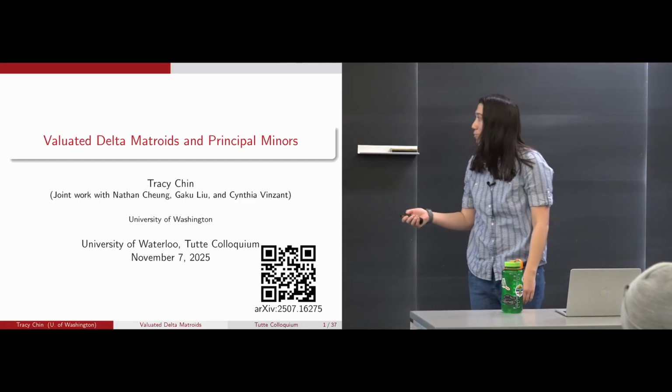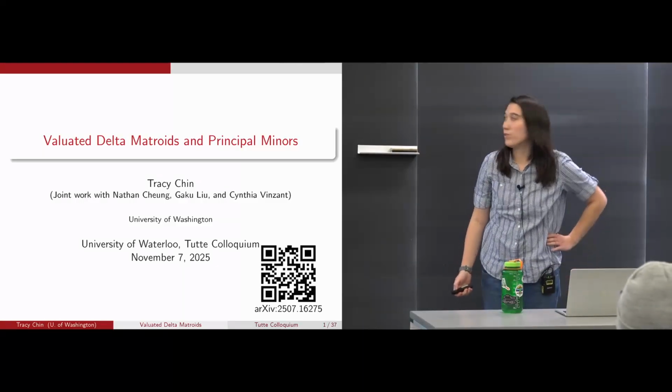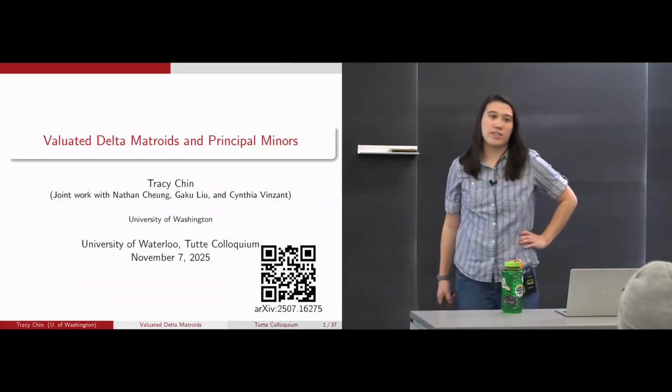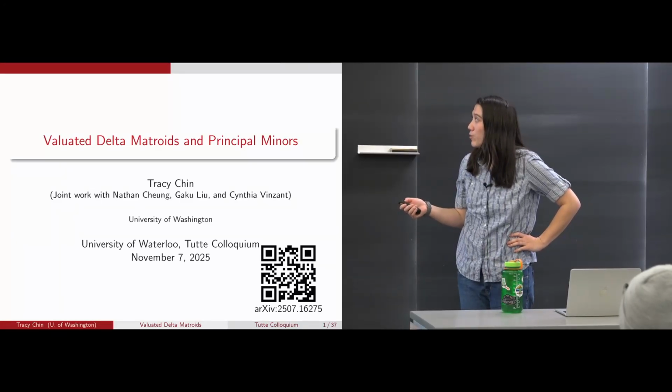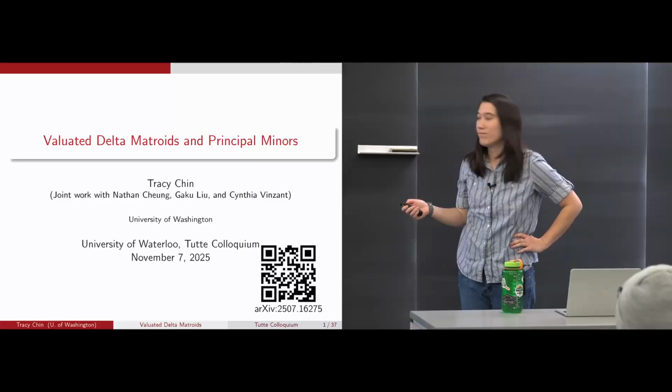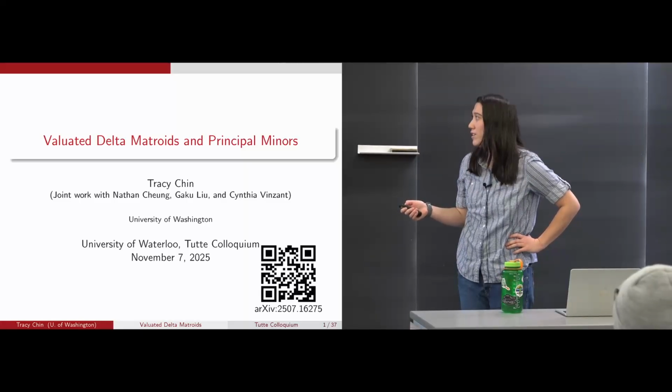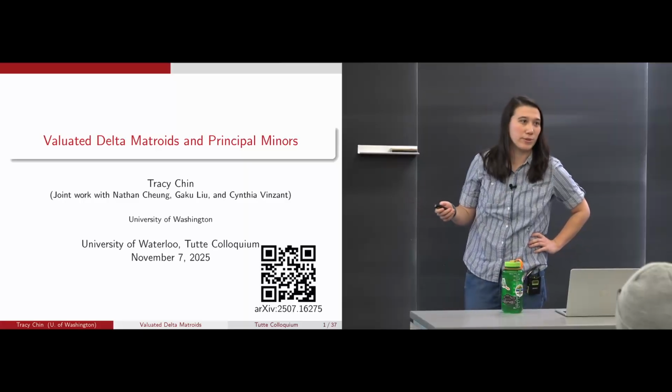So yeah, we have this preprint out. If you're interested, this is a QR code to the preprint. It's on valuated delta matroids and principal minors. So basically the game plan is I'm going to talk about all possible combinations of these modifiers on matroids. We'll start with just matroids, and then valuated matroids, and then delta matroids, and then finally we'll get to valuated delta matroids.